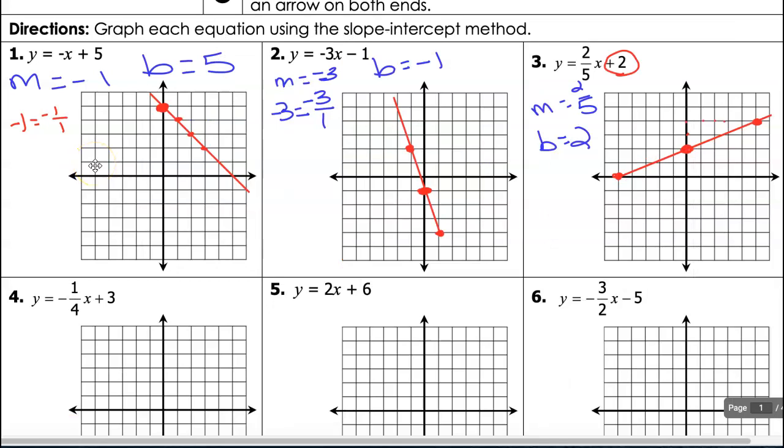All right, so now that we've gone through a couple of these problems together, try out number 4. So graph your y-intercept and then your slope. Connect those dots. Try out number 5. And try out number 6.